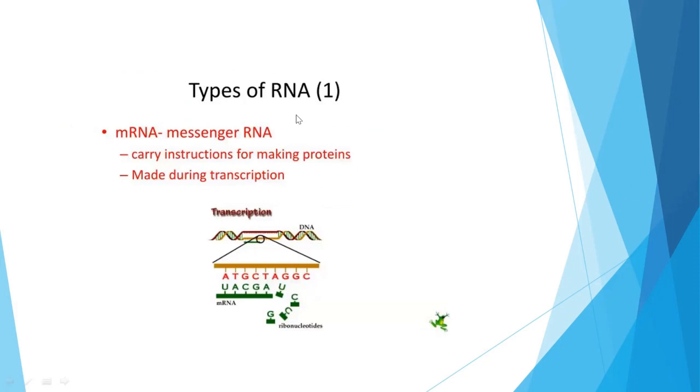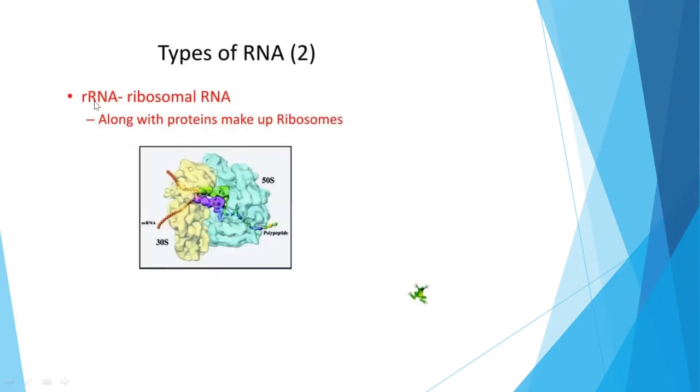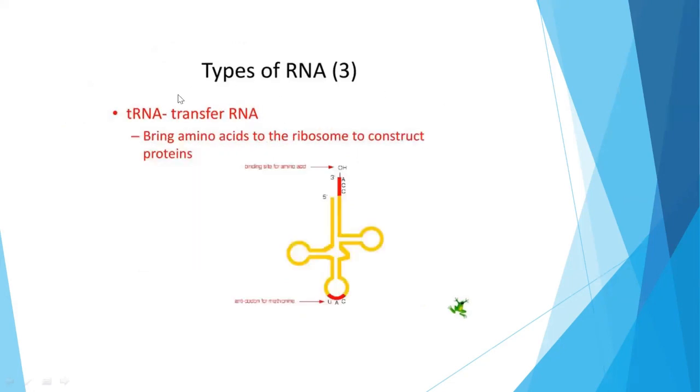So, the types of RNA. One is messenger RNA, which carries instructions for making proteins, and it is made during the transcription process. Two, rRNA or ribosomal RNA, which along with proteins makes up the ribosomes. And number three is transfer RNA, which brings the amino acids to the ribosome to construct the proteins.